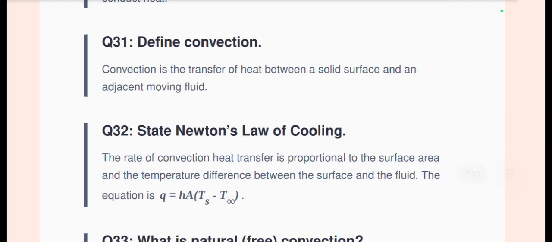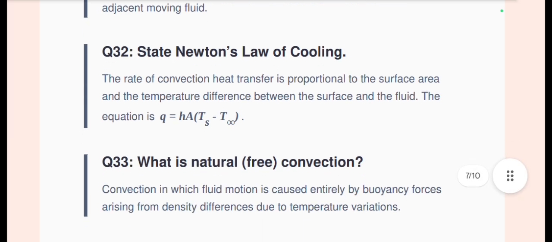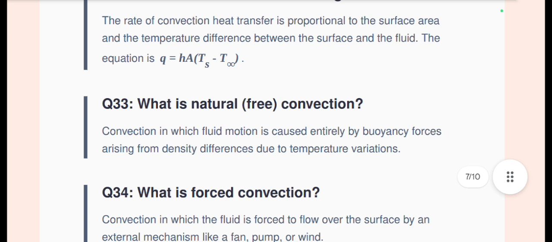31, define convection. Convection is the transfer of heat between a solid surface and an adjacent moving fluid. 32, state Newton's law of cooling. The rate of convection heat transfer is proportional to the surface area and the temperature difference between the surface and the fluid. The equation is Q is equal to hA (Ts minus T infinity).